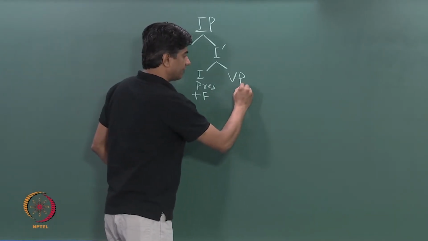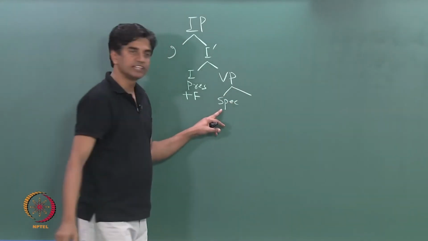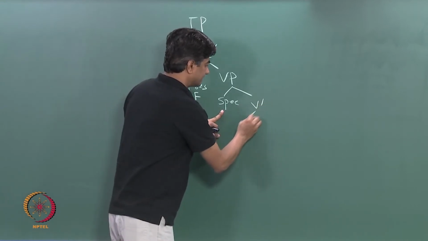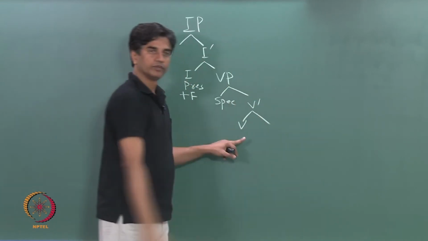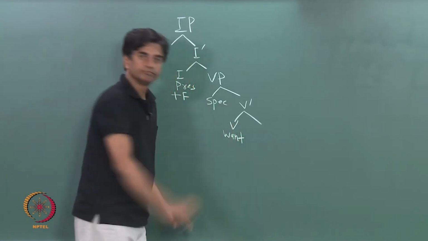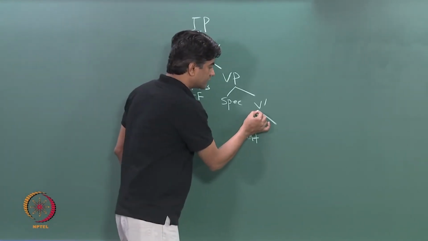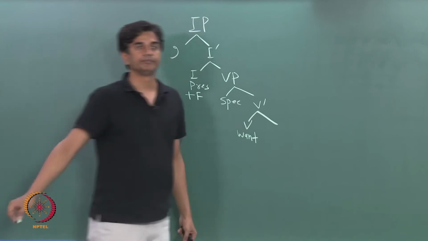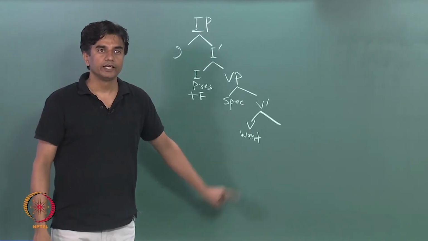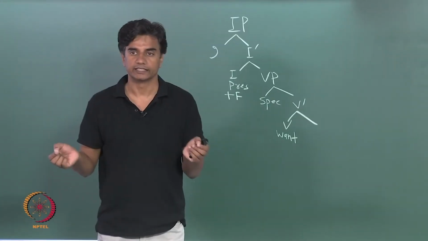So then we have a VP, and since we have been retaining the specifier position so far, let me retain it once again, and we have a V, which is want. Clear? Right? Now, the question is, what is the complement of this verb want? John to go or him to go is the whole thing as the complement.